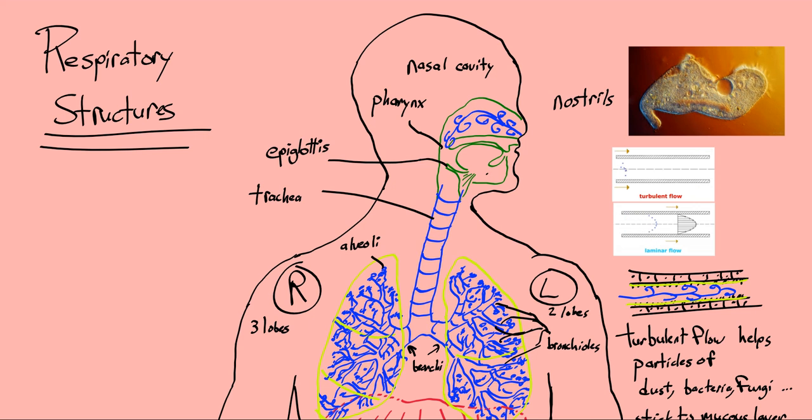Hello, in this video we're going to trace the pathway through our respiratory tract. We're going to follow an oxygen molecule as it goes in and where it goes in the body, and then we'll trace a CO2 molecule coming back out.